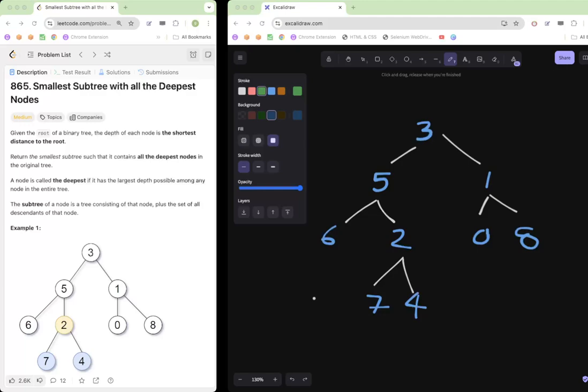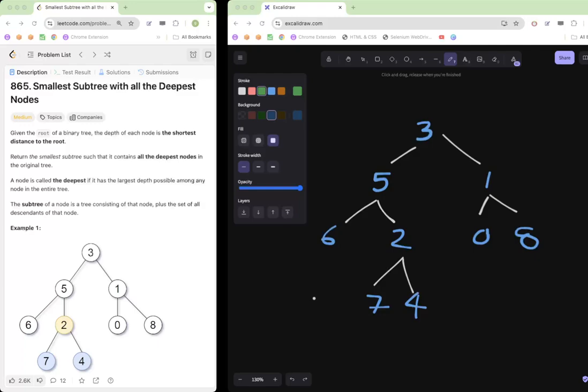Today we have a problem that is asked on site at Meta, and it is a medium problem. It's Fix 5, smallest subtree with all the deepest nodes.